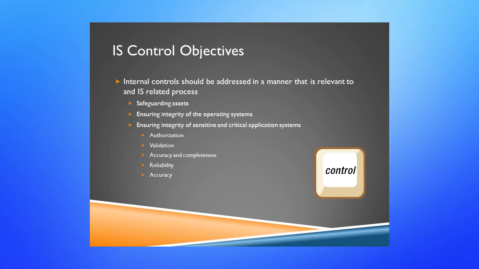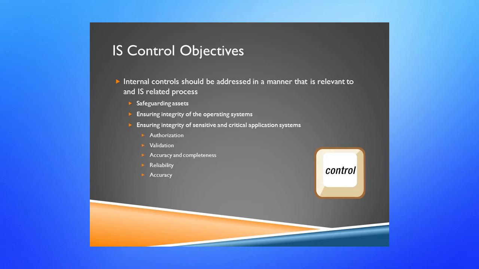Now, if we specifically talk about IS controls, we'll look at those objectives. These types of internal controls should be addressed in a manner that's relevant to IS-related processes. In other words, these controls were designed specifically for information services. So we would have controls that we would outline that would talk about safeguarding assets, whether that safeguarding deals with physical security or with encryption standards or communication, remote access. We should have controls that ensure the integrity of the operating systems. There you could maybe even make a case for your antivirus, your spyware, to make sure that an operating system hasn't been corrupted or infected.